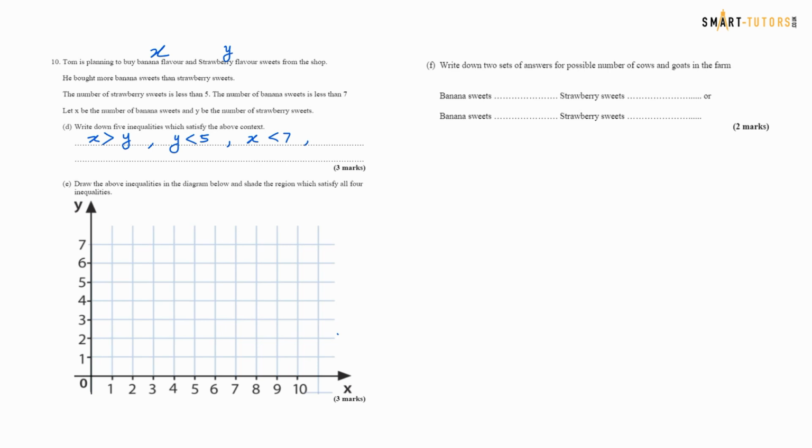some sort of idea. x has to be greater than 0, y has to be greater than 0, because he is planning to buy both sweets, banana sweets and strawberry sweets also. So he is not going to be leaving 0, 0. So he is buying something. So x is greater than 0, y is greater than 0. So you get 3 marks for that. Draw the above inequality in the diagram.